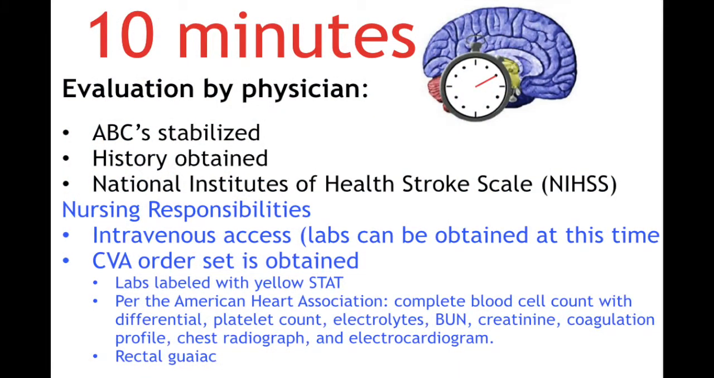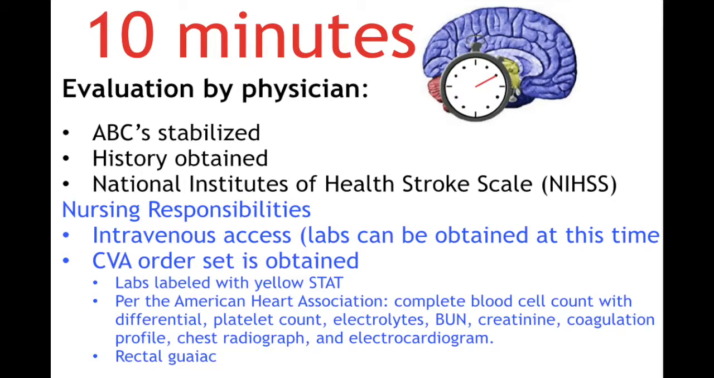Within the first 10 minutes of the patient's arrival, the physician needs to evaluate for adequate airway, breathing, and circulation. As long as the ABCs are stable, the patient can be triaged as an acuity 2. At this time, the history is obtained, and a quick physical assessment is performed, including the National Institute of Health Stroke Scale number. Intravenous access should be obtained, if not done already, by EMS. Consider obtaining a second line when the patient returns from CAT scan.